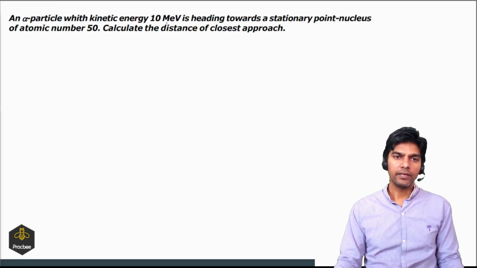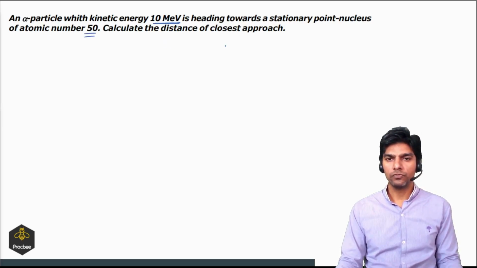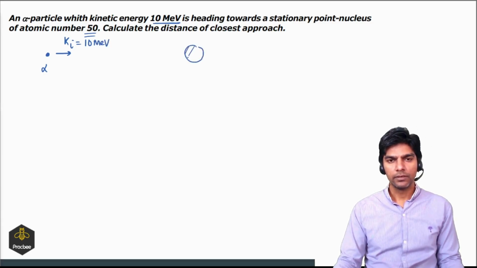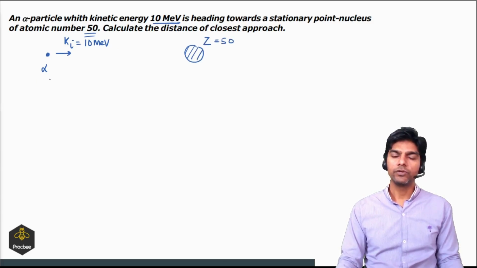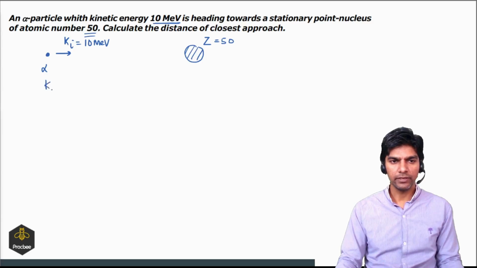An alpha particle with kinetic energy 10 mega electron volt is heading towards the stationary point nucleus of atomic number 50. Calculate the distance of minimum approach or closest approach. So this is the alpha particle, its kinetic energy is given. So K initial is given as 10 mega electron volt, and this is the nucleus which is having an atomic number 50. So again we're going to use the same concept, loss in kinetic energy equals gain in electrostatic potential energy. So K initial should be equal to K times q1 q2 divided by r min.